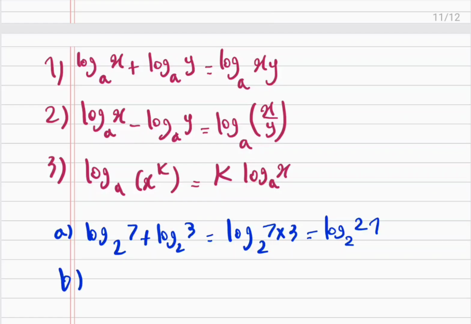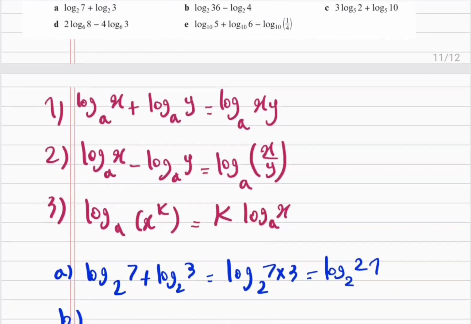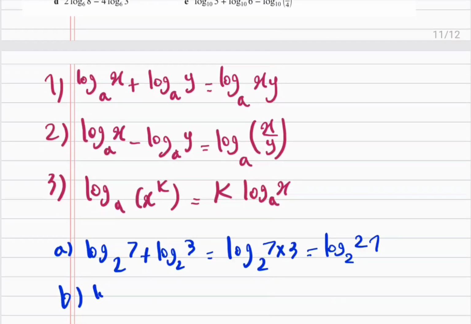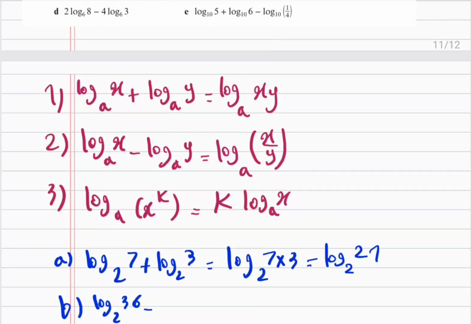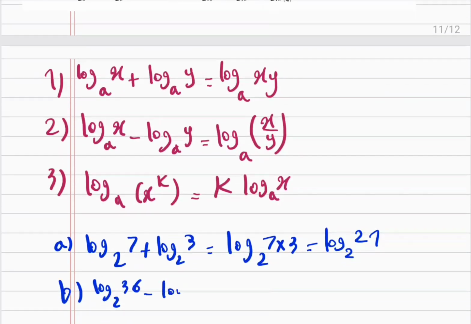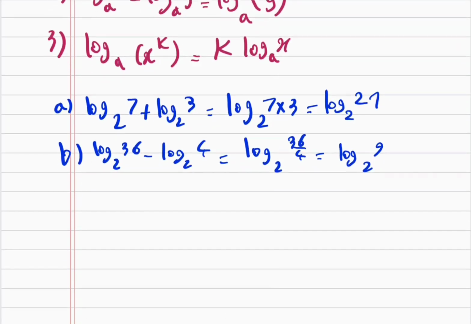In part B, we have log base 2 of 36 minus log base 2 of 4. So in this case, we divide them because it's subtraction and the base numbers are the same. So it becomes log base 2 of 36 over 4. By the way, you don't need to write this middle step, so you can just skip and write log base 2 of 9 straight away, and that's how we normally write. But since this is just a tutorial, it's about showing all the steps.